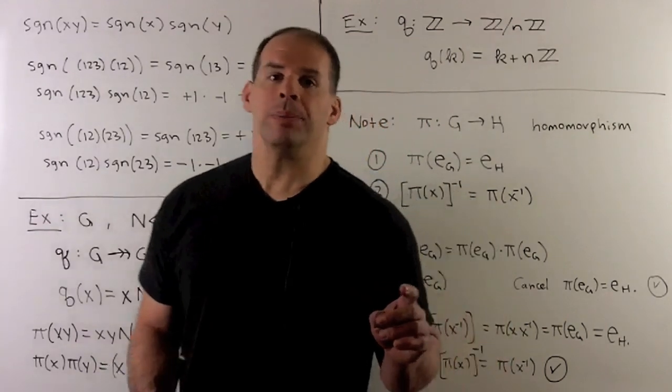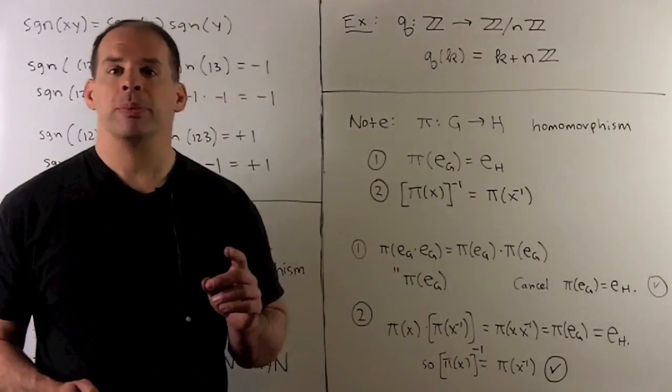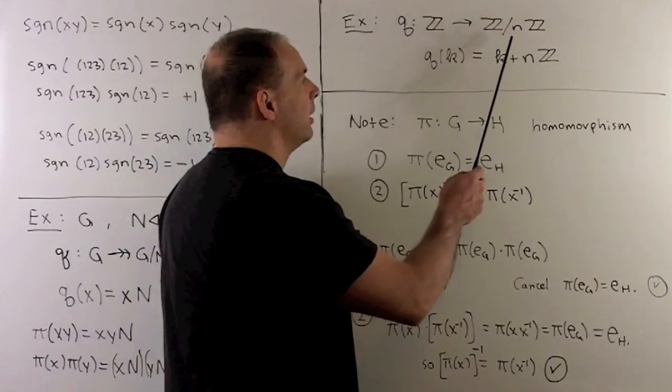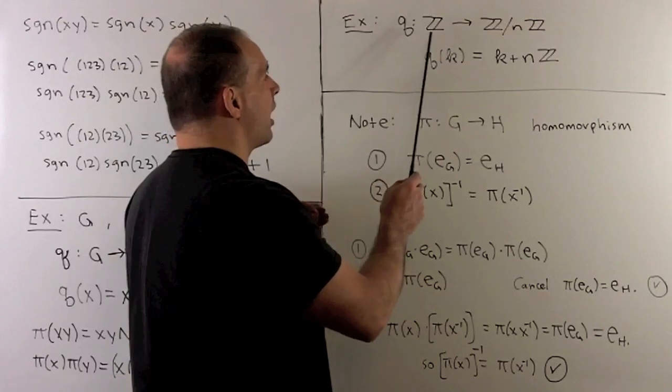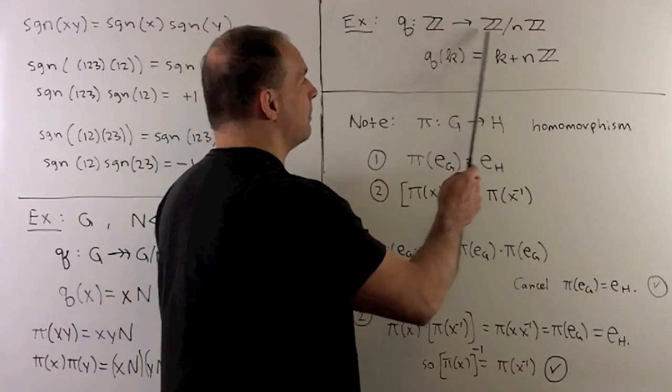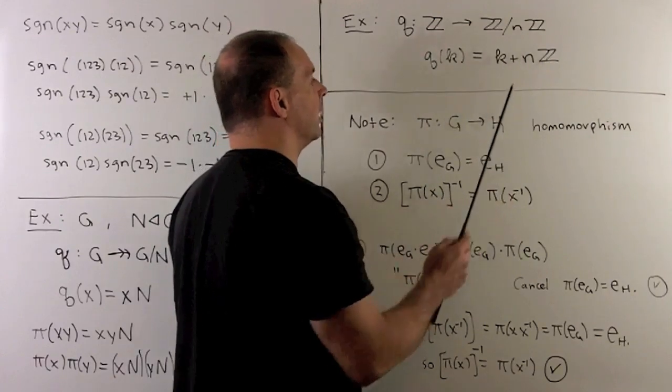For an example, we'll let our G be equal to the integers. Our N is going to be the integral multiples of n. And so here our quotient map is just carrying the integers to Z modulo n. So k is going to go to k plus nZ.